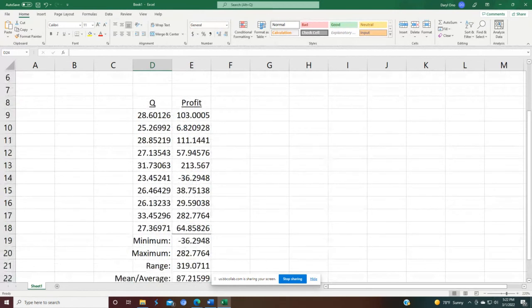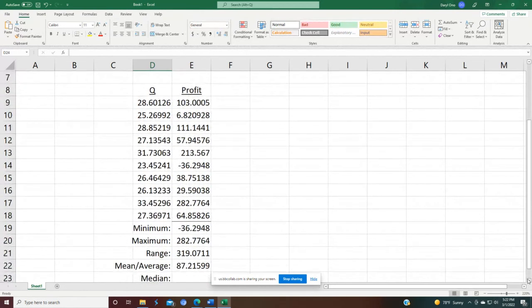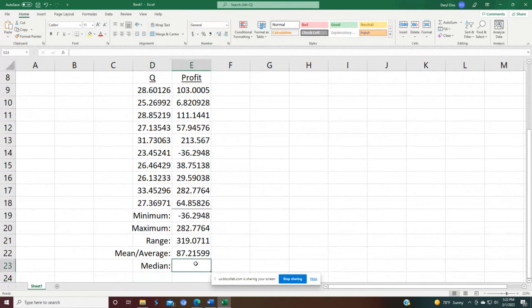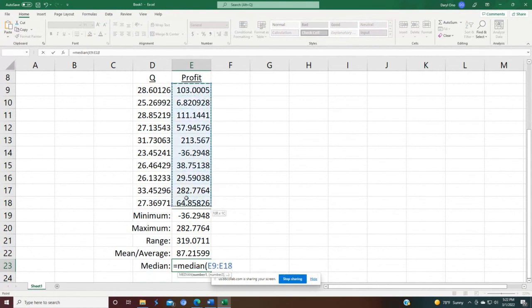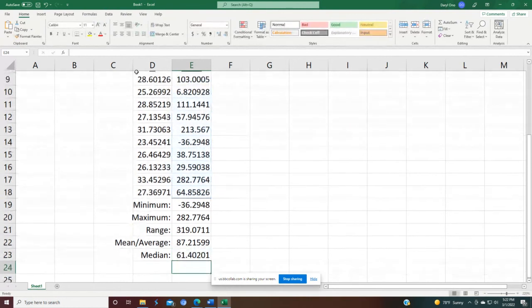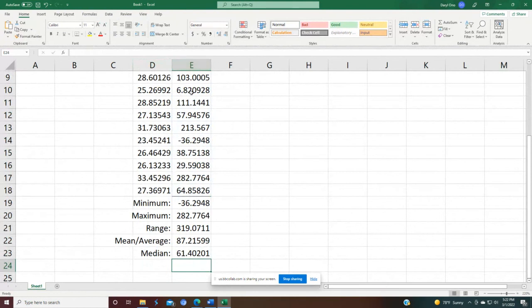Okay, and what is the Excel function? Equals median. And again, highlight this vector of data and hit enter. So it's 61. We don't have 61 here because this is a calculated number, but at a profit of 61, half of the observations are below $61, half of the observations are above.